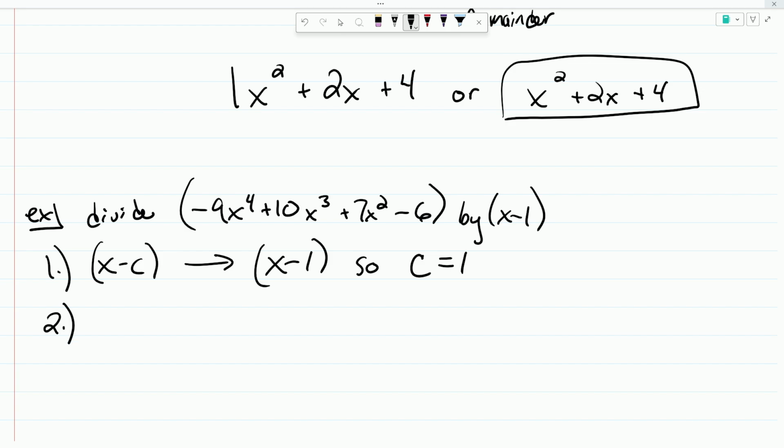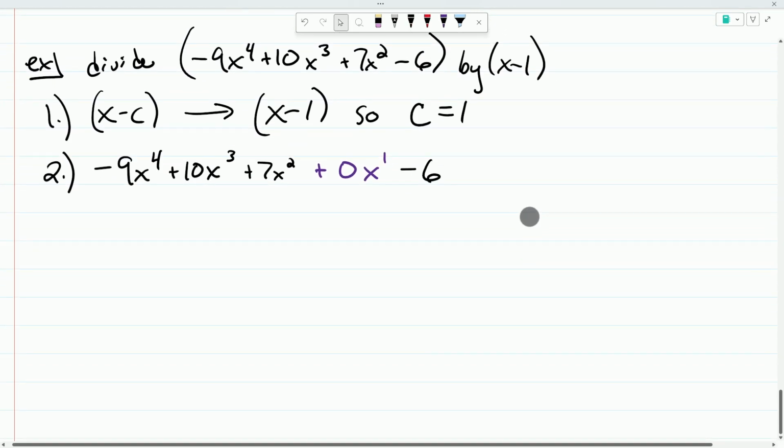Step 2, we got to worry about that divisor, or I'm sorry, dividend. I keep saying that by accident. -9x to the fourth plus 10x to the third plus 7x squared. We are expecting x to the first, but we don't have that. So we're going to add it in, x to the first minus 6. So we had to add in that missing term.